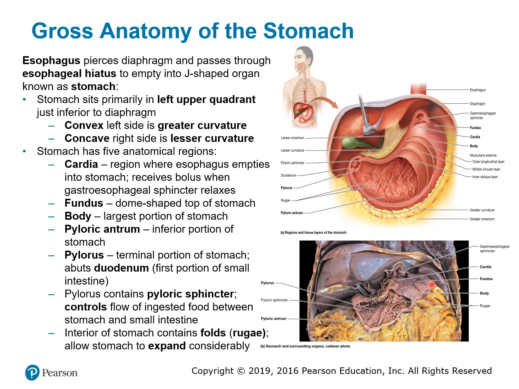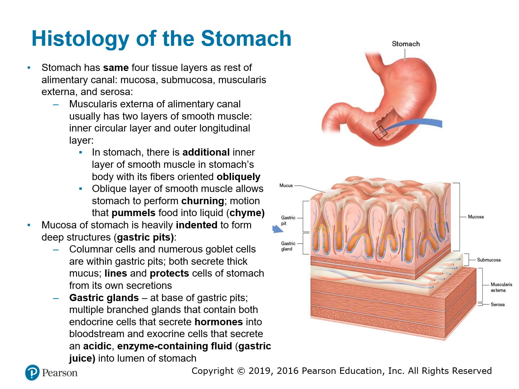This is the convex, which is the greater curvature. This is the concave, lesser curvature. This is the pyloric antrum, the pyloric sphincter. If you notice, it has infoldings there. This is the cardia that connects the esophagus to the stomach, and the body, and the fundus as well in a real life cadaver. So the histology of the stomach, like I said, it's a thicker organ.